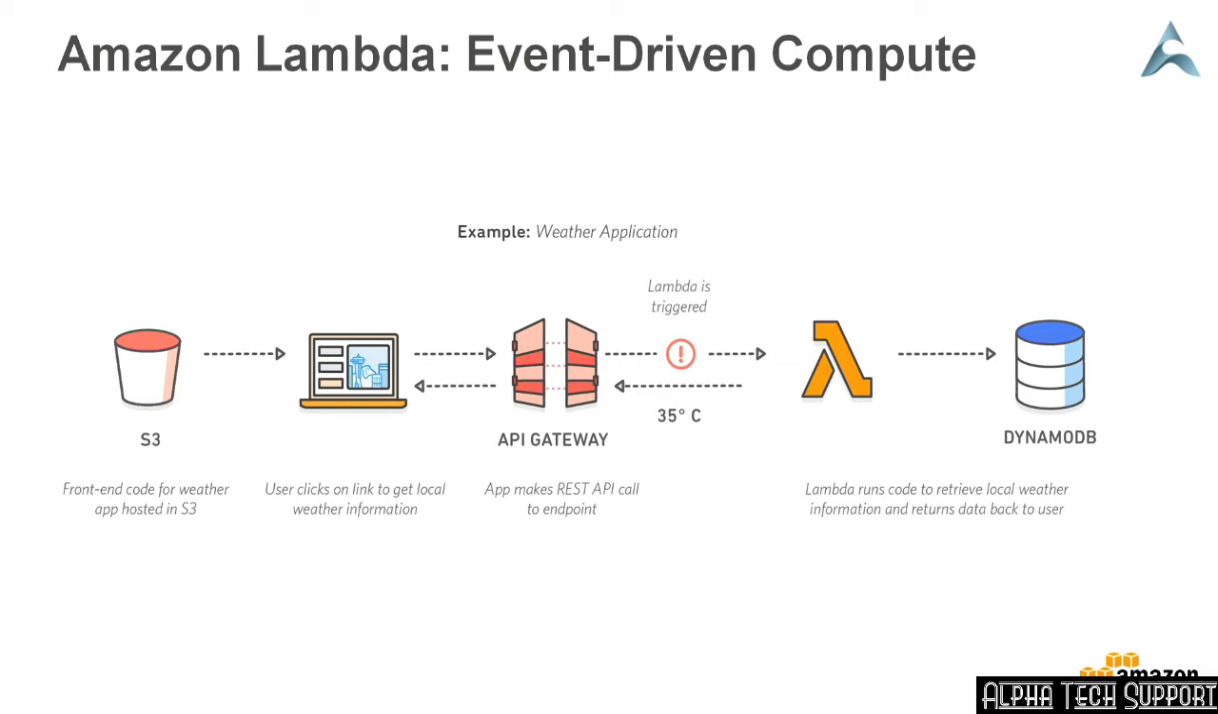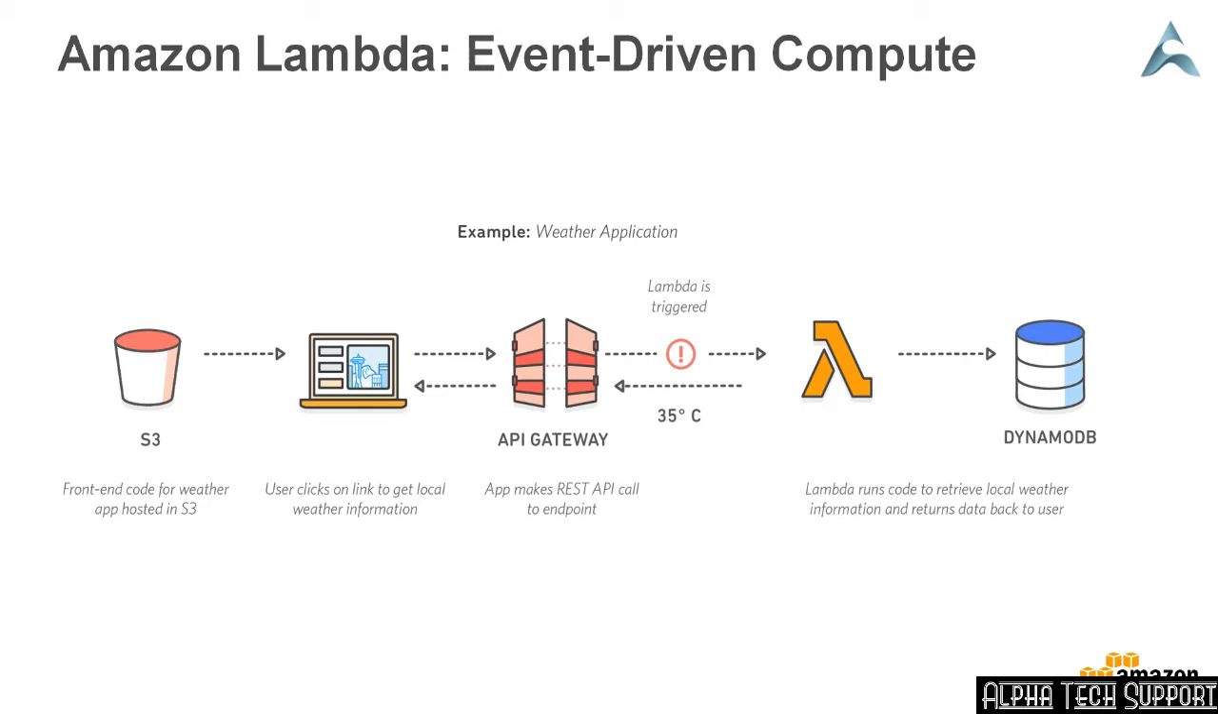The endpoint generates a Lambda. The Lambda function is triggered, which is Lambda code run to retrieve the local weather information kept in the DynamoDB or other database, and returns data back to the user in a similar fashion. So this was the weather application.